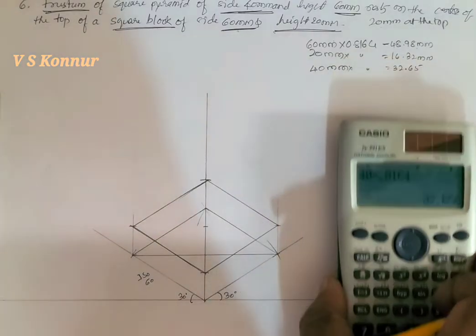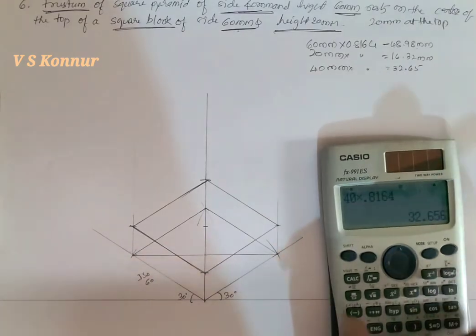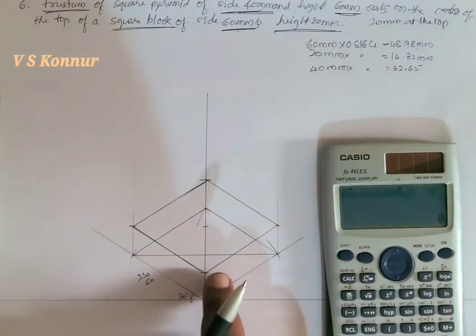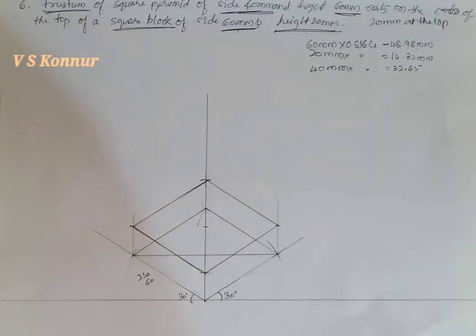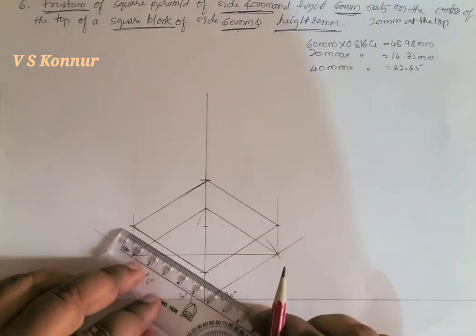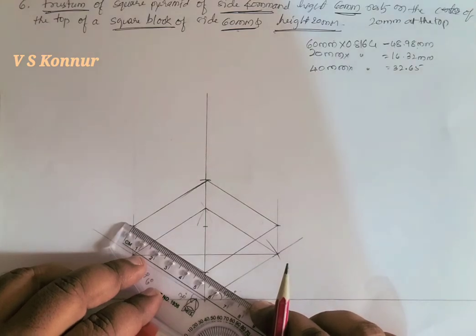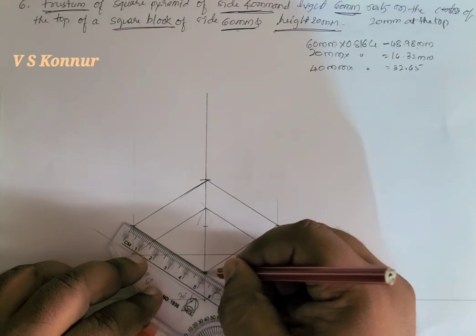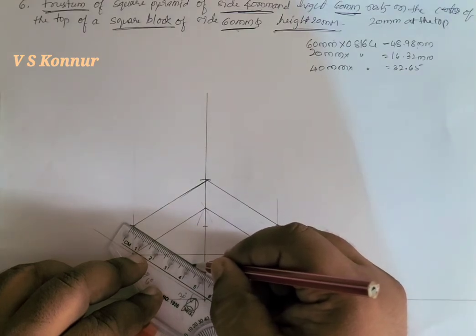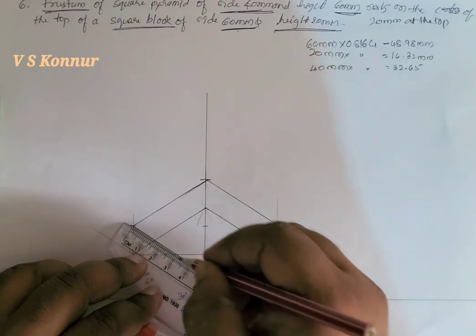One more thing, a very easy construction. This is 60 and that is 40, so the difference between 60 and 40 is 20. So 10 on one side, 10 multiplied by 0.8164. Take this distance 8.16 from the divider or with a scale. So this length is 49, and from this you have to take 8 on either side.